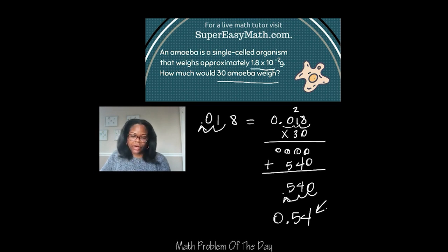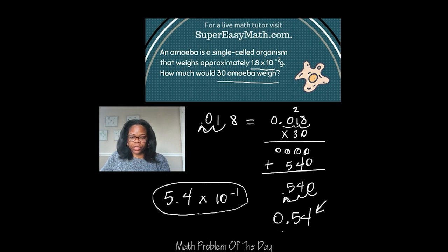But if I wanted to write my answer in scientific notation the way the original weight was given, it would be 5.4 times 10 to the negative 1. So either the 5.4 times 10 to the negative 1 is acceptable, or the 0.54. Those two numbers have the exact same value.